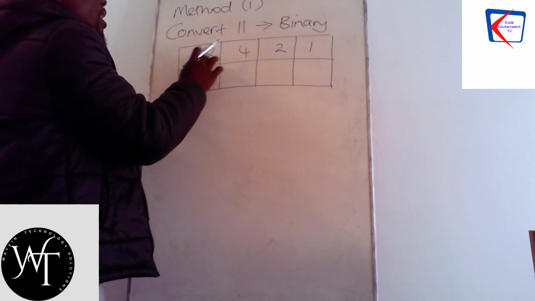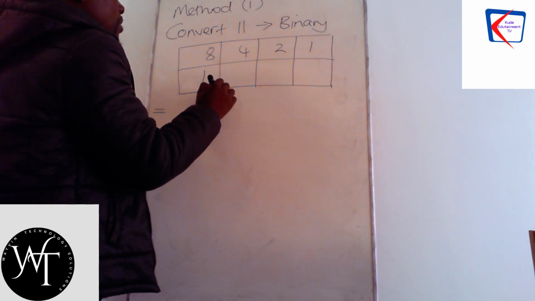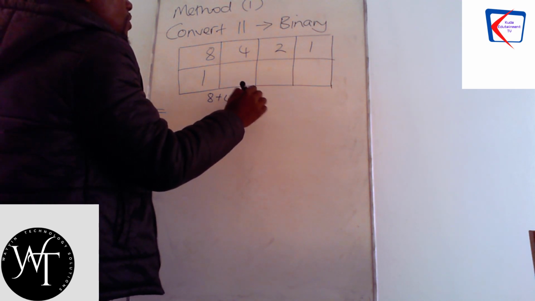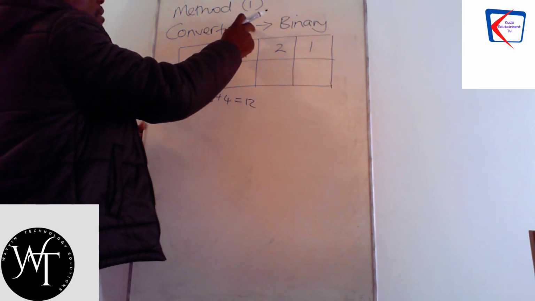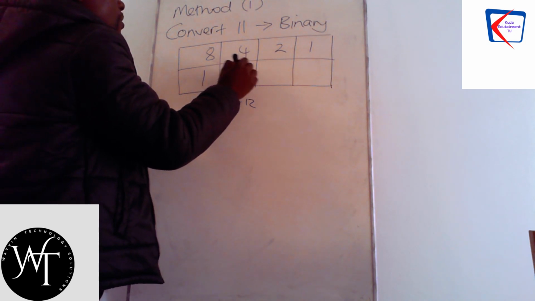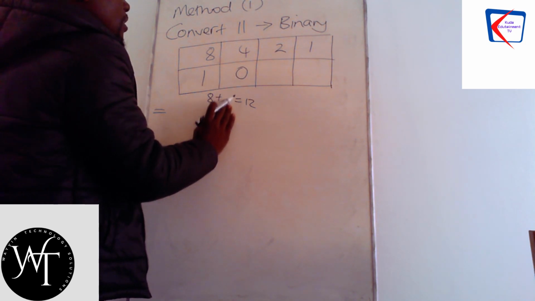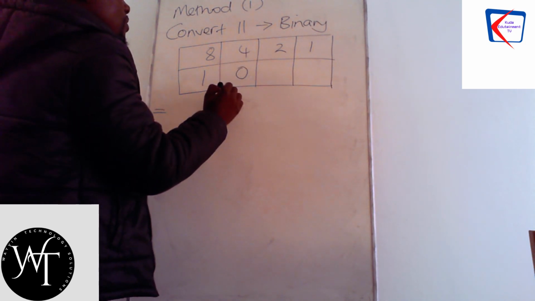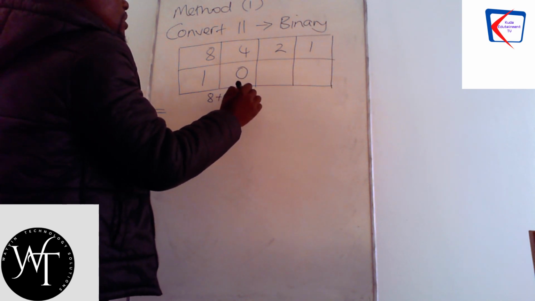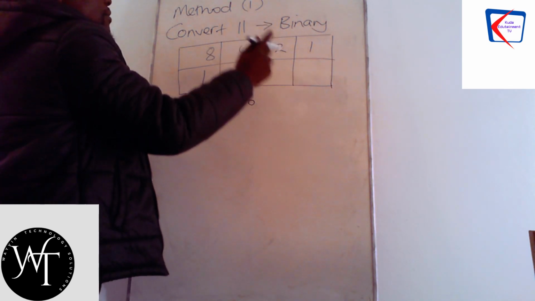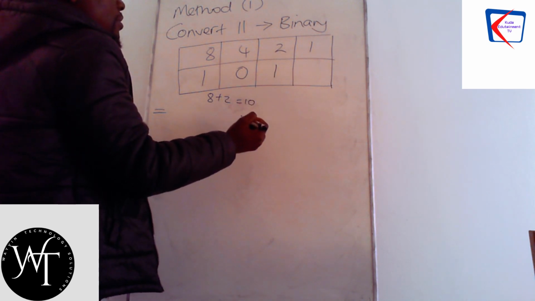So if we do 8 plus 4, it will give us 12. 12 is greater than 11. So therefore, we switch off unit 4, right? And if we do 8 plus 2, it will give us 10. 10 is less than 11. We switch on 2, right?